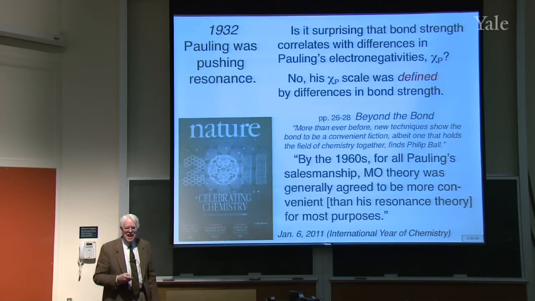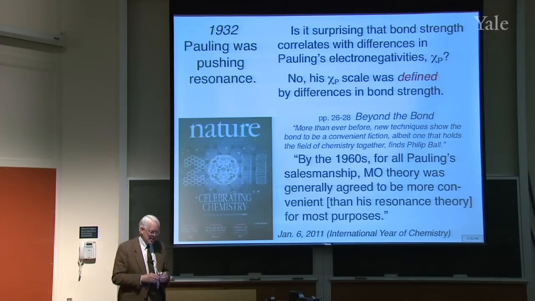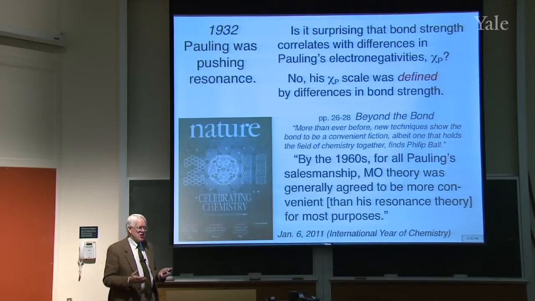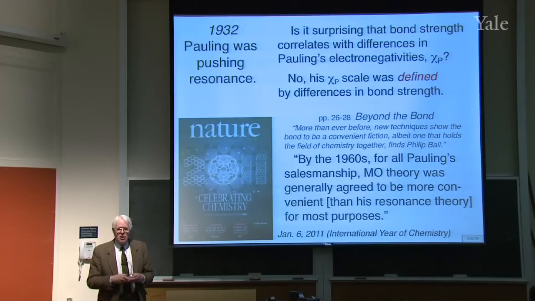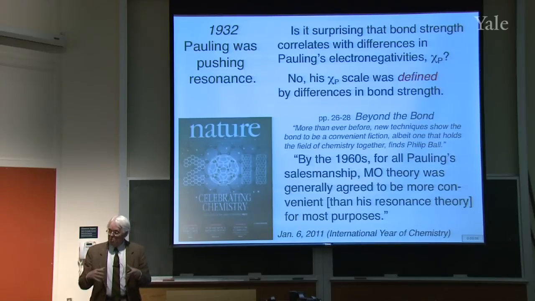But one passage in that I thought was particularly timely. He said, by the 1960s, for all Pauling's salesmanship, MO theory was generally agreed to be more convenient than his resonance theory for most purposes. So when I was a student, resonance theory was a really big thing and molecular orbital theory was just coming on. But it's really different now. Now molecular orbital theory is what people mostly focus on, and only certain communities tend to talk about resonance.